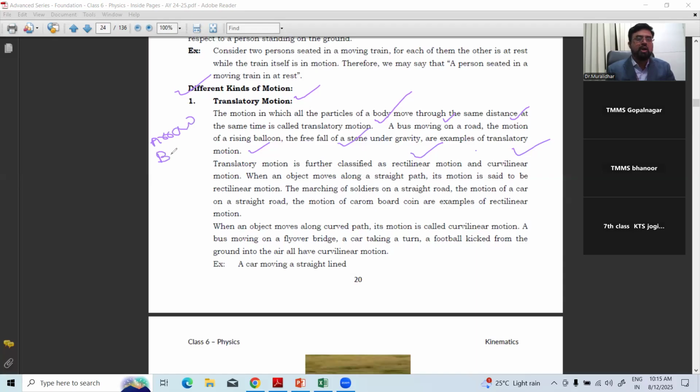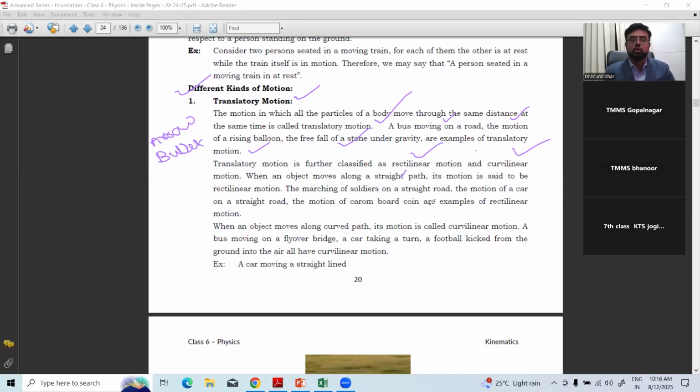Arrow, bullet: all the particles of the bullet move in the same direction and touch the target. All the particles of the arrow go and touch the target or miss the target, whatever it may be. Or all the particles of a bus move on the same road. But in this also there is a difference, whether it is going in a straight line or following a curved path. When it follows a curved path, it is called curvilinear translatory motion. When it moves in a straight line, it is called rectilinear translatory motion.